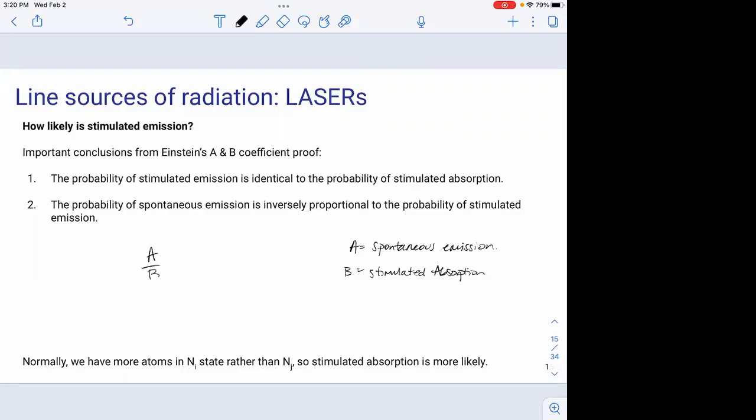So A over B is equal to 8 pi h nu cubed over c cubed. Okay, so this is a 3.